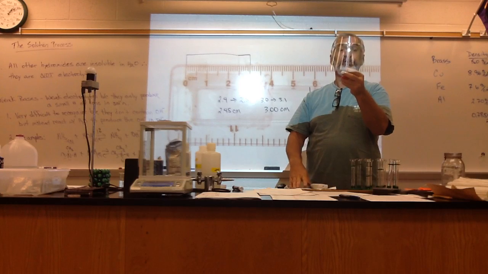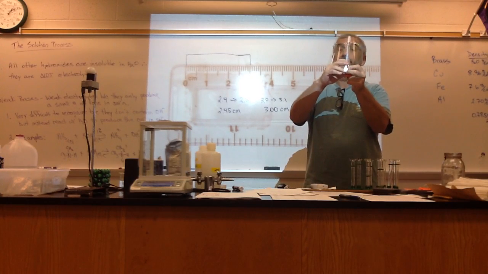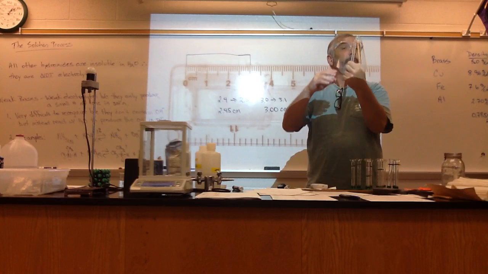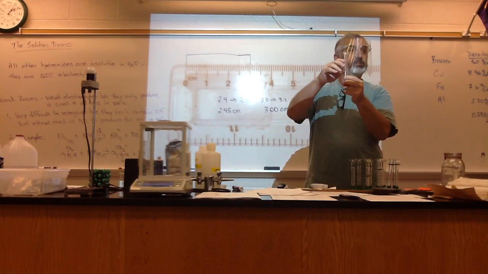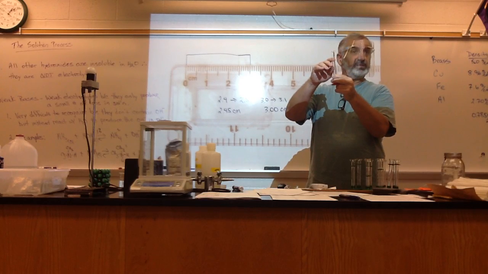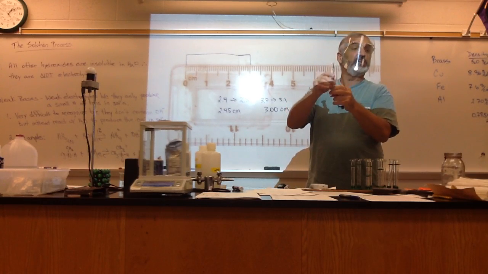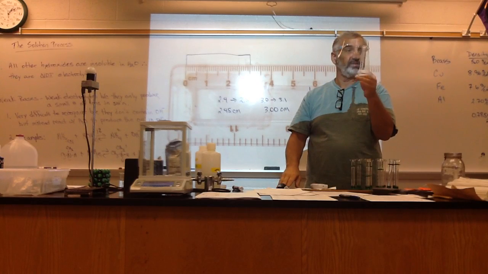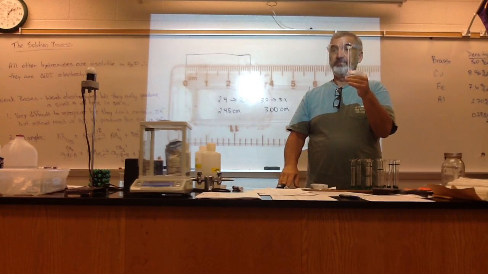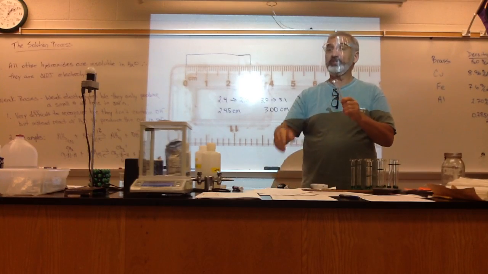Now, you don't have to dump it out, just add 2 more milliliters to the 5, weigh it, 2 more milliliters to the 7, weigh it, 2 more milliliters to the 9, weigh it. Then when you're done, you can just take the lid off the plastic bottle and pour it all right back in because it's still fine to use. Okay? So that's all you have to do.